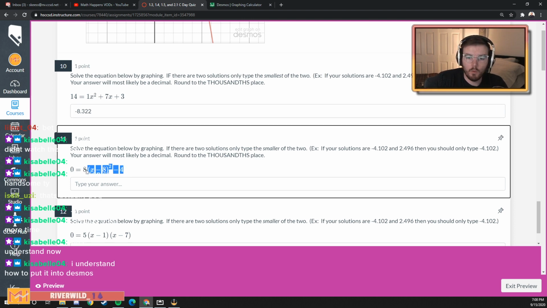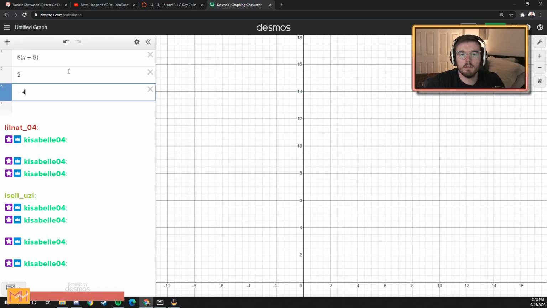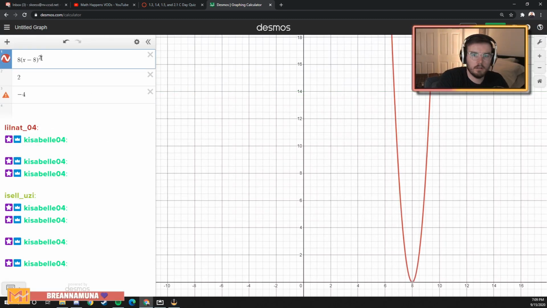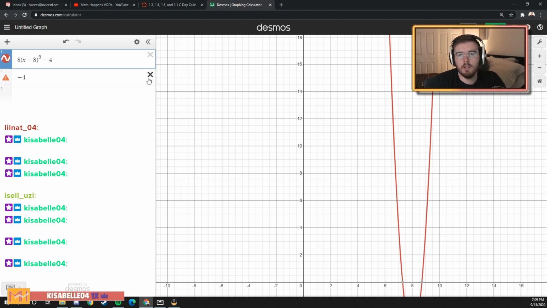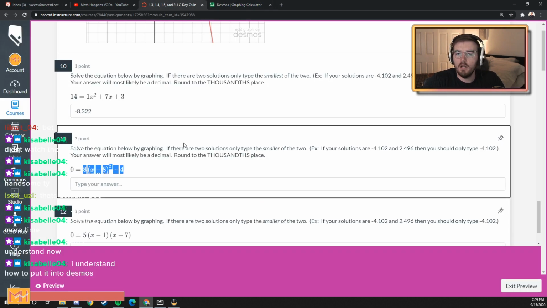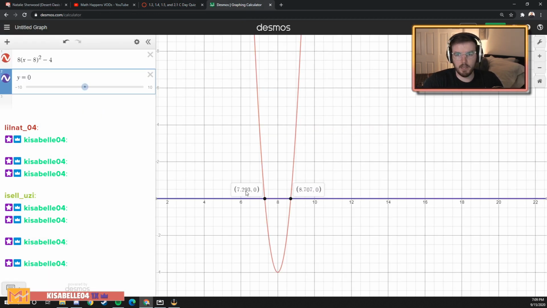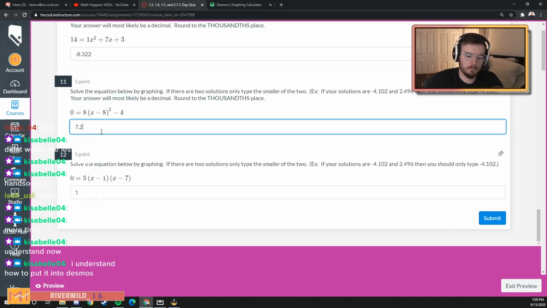One more time. When is this thing equal to 0? Well, let's go ahead and plot y equals 0 as well, right? You got the left-hand side, you got the right-hand side. Where do they intersect? Here and here. It says to type... Oh, all three of these say the smallest of the two. Interesting. Okay. The smaller of the two, I guess that doesn't matter. The smaller of the two is 7.293. Boom.